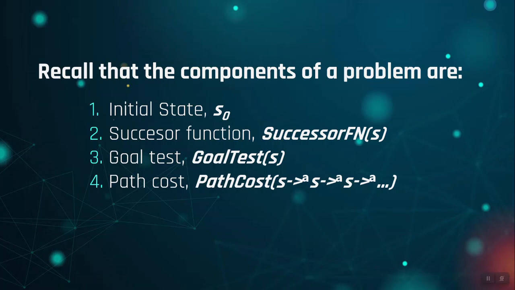The successor function: given a state S, it provides a list of possible actions in pairs. And the goal state: given a state, it will give either true or false depending on whether the state is already at the goal state. And finally the path cost: given states, it will return the cost of the sequence.